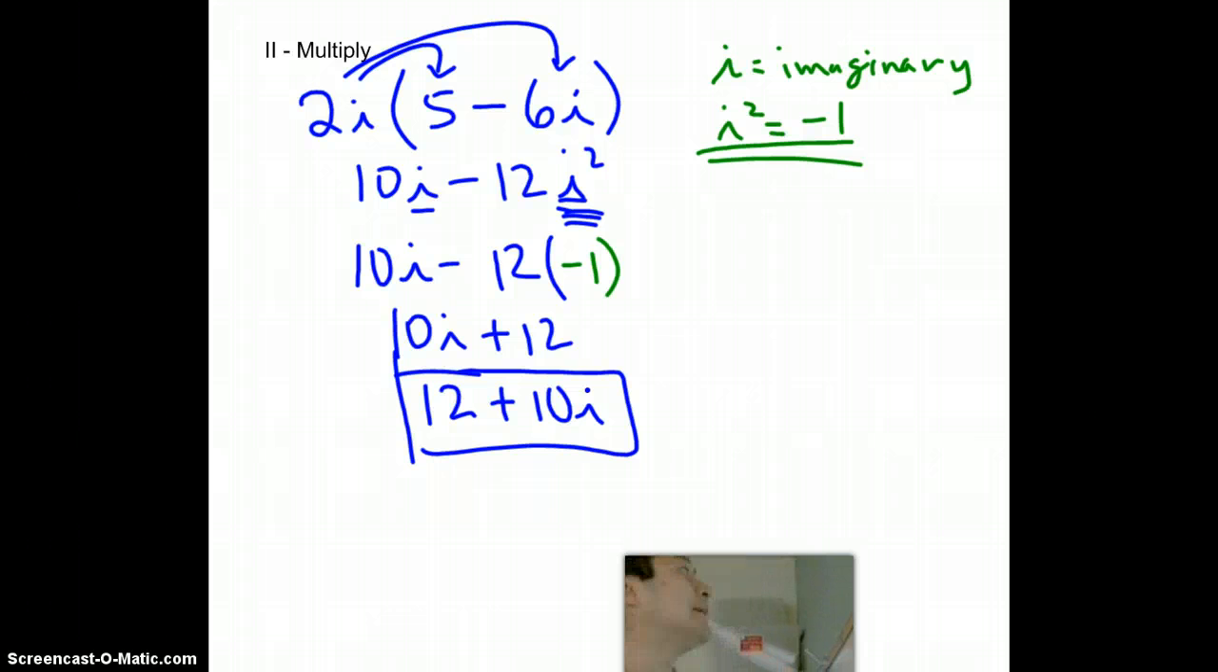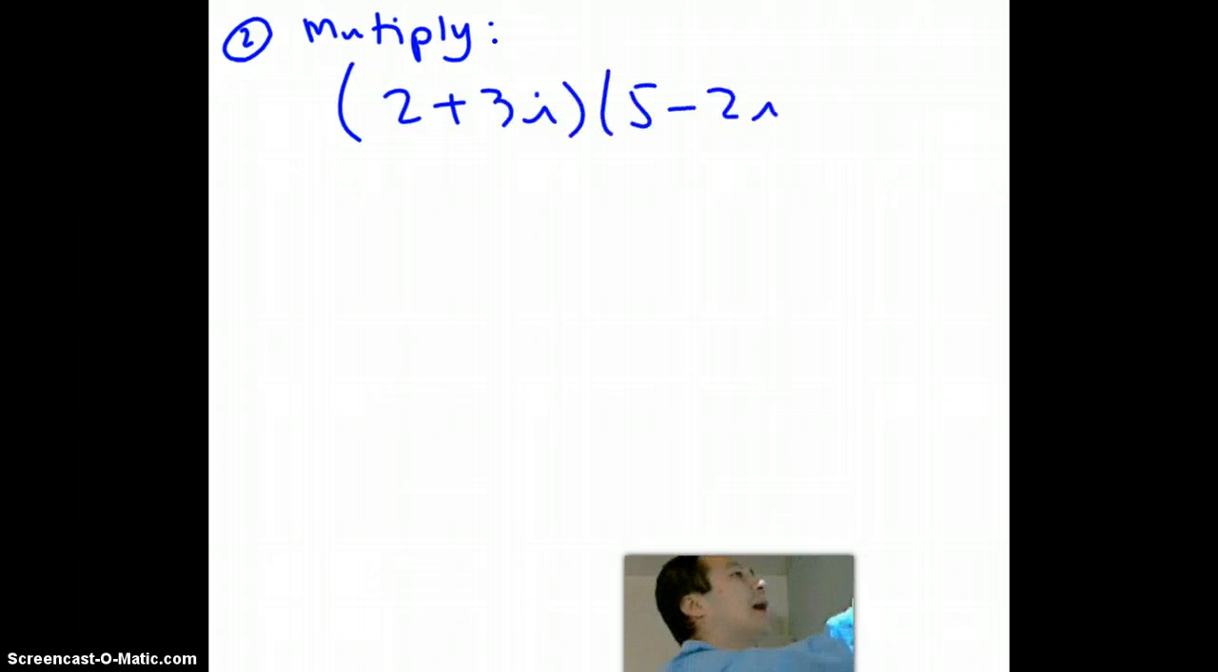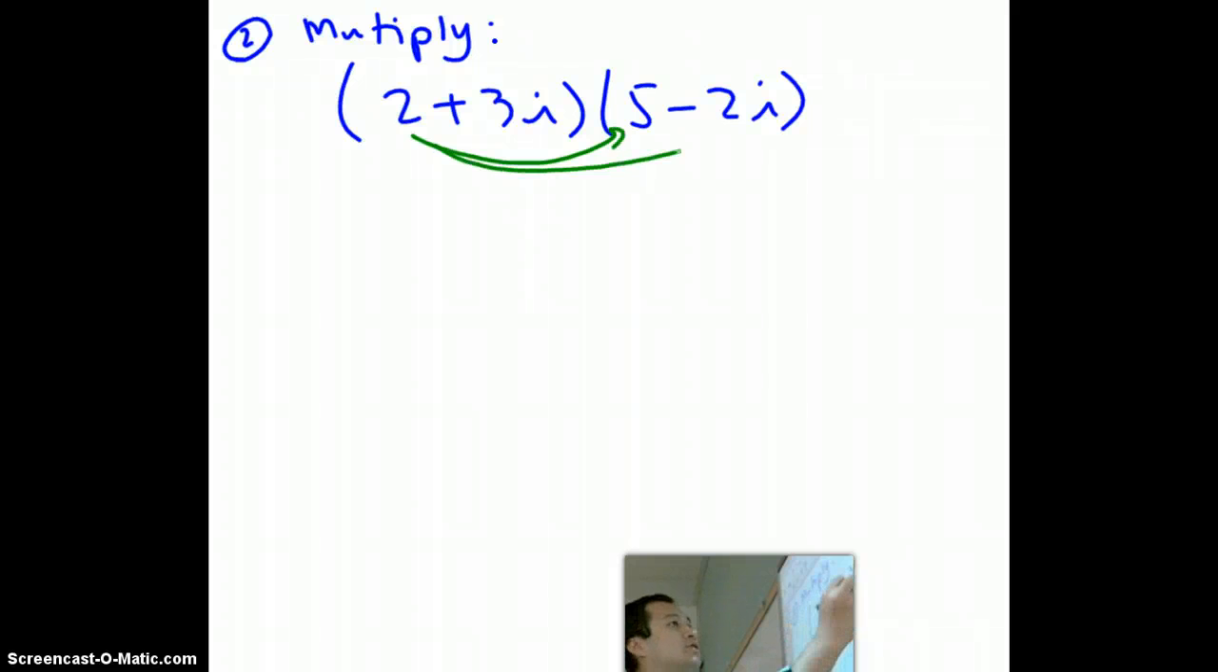Let's do a more complicated multiplying problem. Take a look. Let's say I say multiply something like this: 2 plus 3i times 5 minus 2i. I distribute. Distribute, distribute. Same thing as I do if it was a variable.